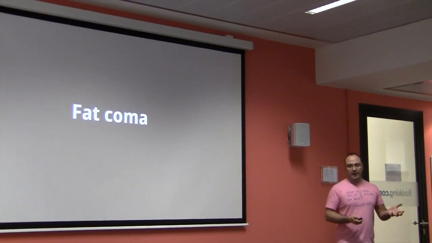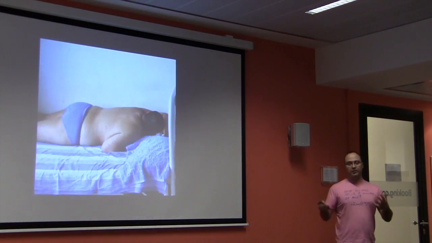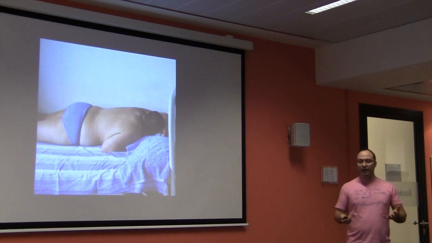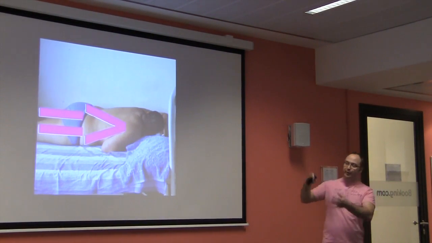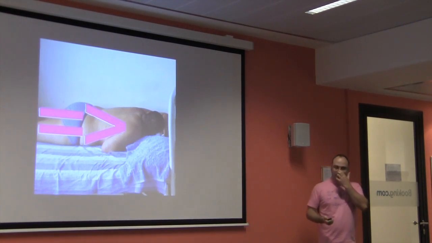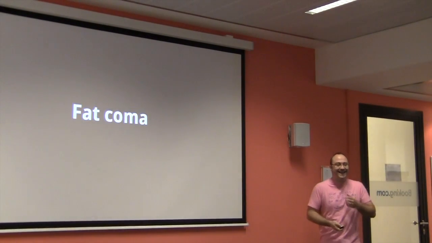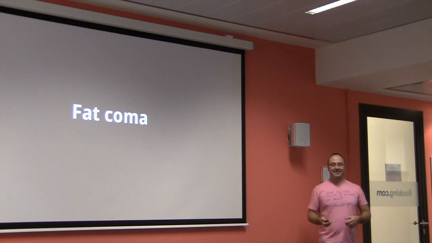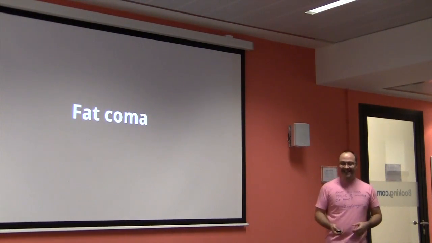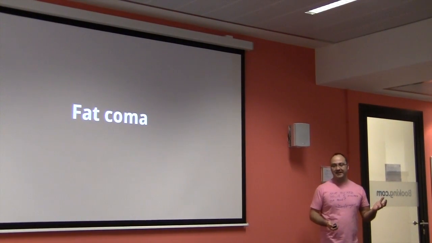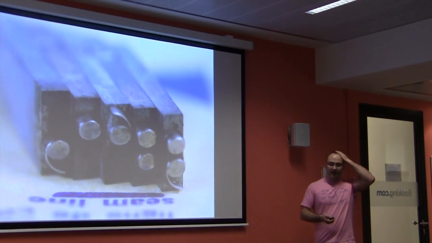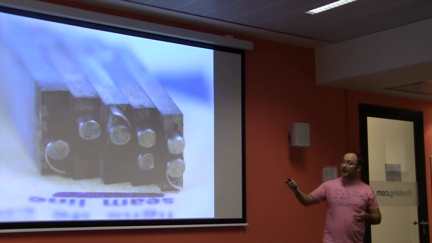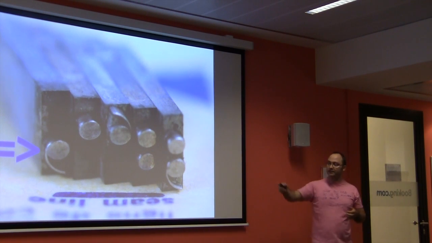Then there's the fat comma. So, you picture a fat person in a coma, and see the legs and the big bottom. As a fat person, I'm offended. As a person in a coma. Actually, I've been told there's a typo there. Okay, so let's try again. So this is a comma, and it's there.